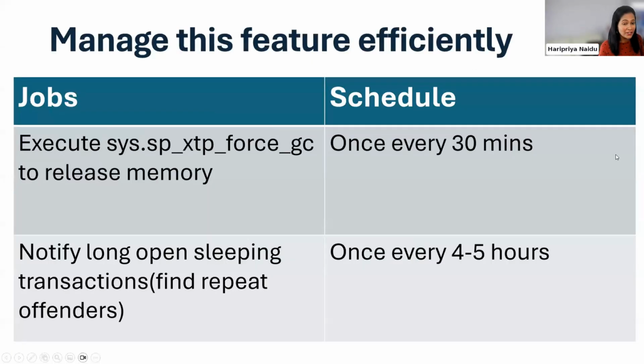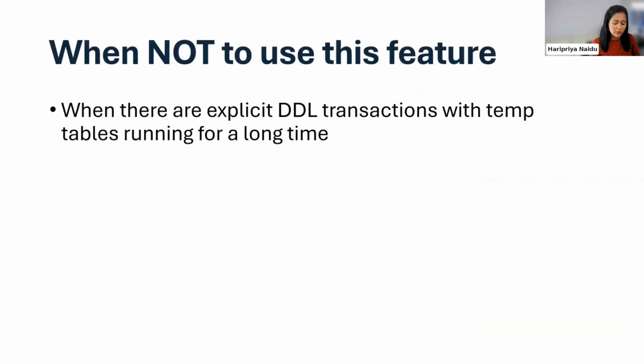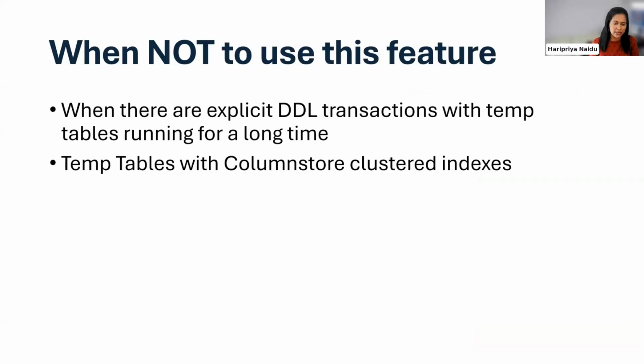All right, so it's very important you manage this feature efficiently. Set up the cleanup task to run every few minutes or 30 minutes or an hour. And the most important part is to set up some notification so you get alerts about long open sleeping transactions if they are out there. And if you are still deciding to enable this feature, there are a couple more things to look at, especially long DDL transactions with temp tables running for a long time. This is not the right place for that. You have to always keep your transactions short. And like I said, with column store clustered index on temp tables, this feature is not helpful.